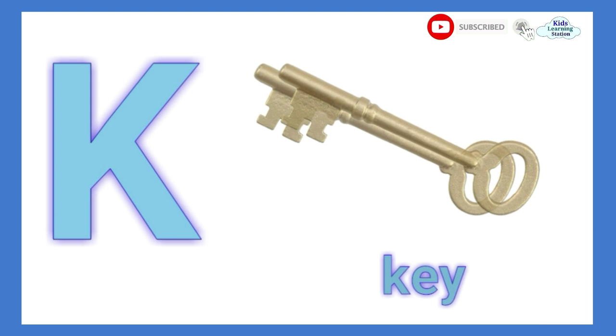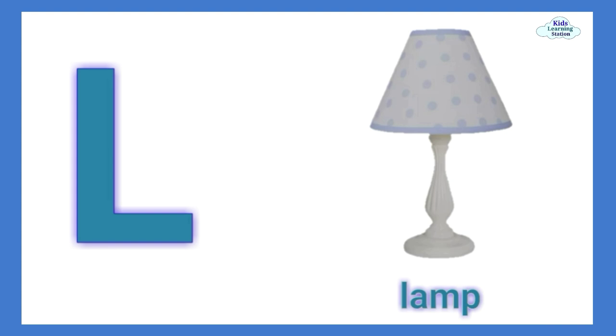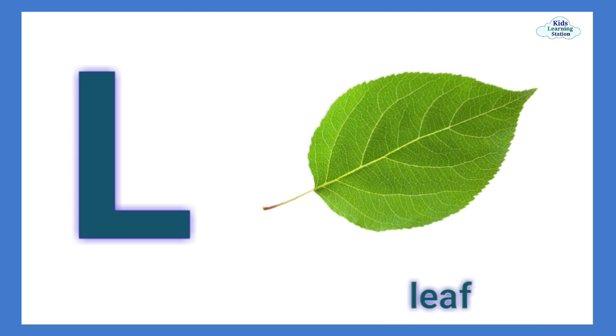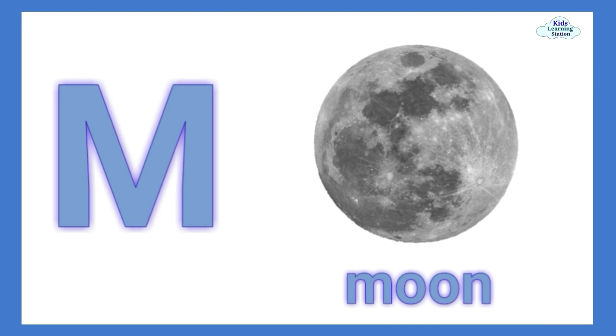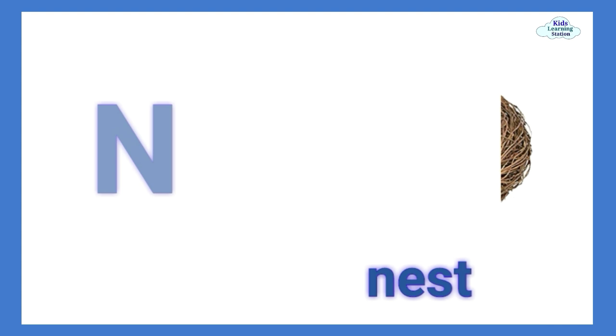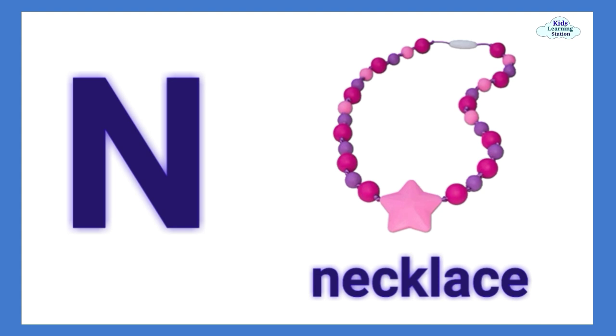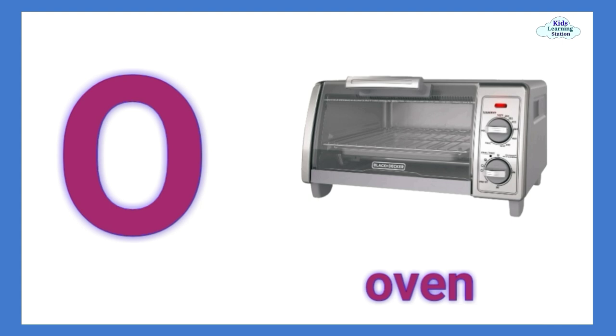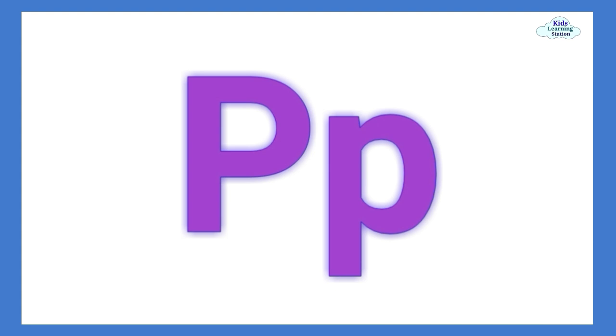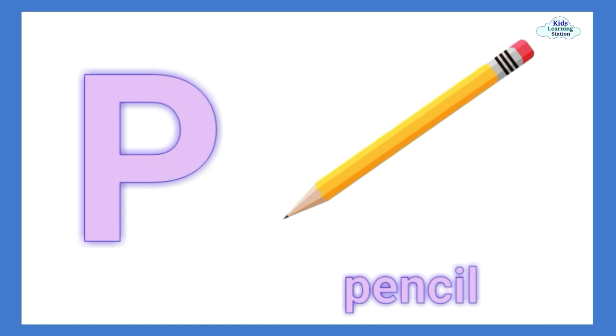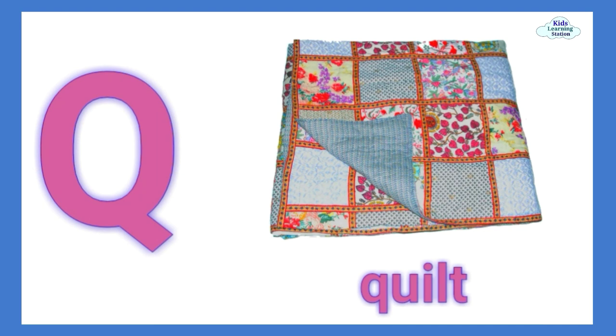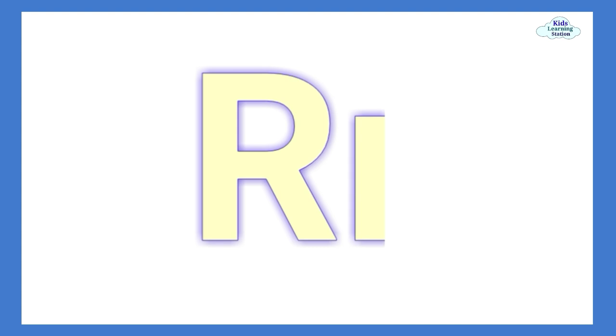L. L is for lamp. L is for leaf. M. M is for moon. M is for mittens. N. N is for nest. N is for necklace. O. O is for oven. O is for octagon. P. P is for paper. P is for pencil. Q. Q is for quilt. Q is for question. R. R is for rainbow. R is for radio.